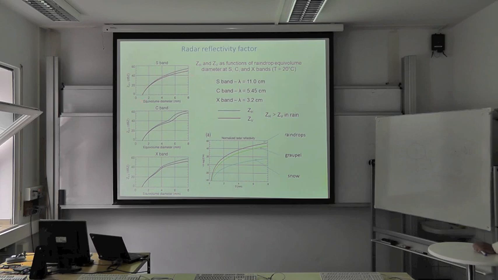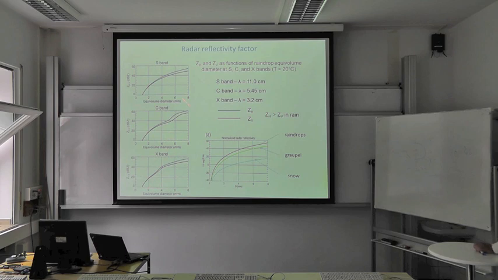for S band, we can use almost exclusively the Rayleigh approximation, a simple analytical formula for computing radar reflectivity. That's not the case for C band and X band. So the simple D to the 6 dependence is not valid for C band and X band. We have some deviation of these curves; the shape of the curve is a little bit different. That reflects the fact that at about 5 centimeters we start experiencing the resonance scattering effect for C band, and at about 3 millimeters for X band.